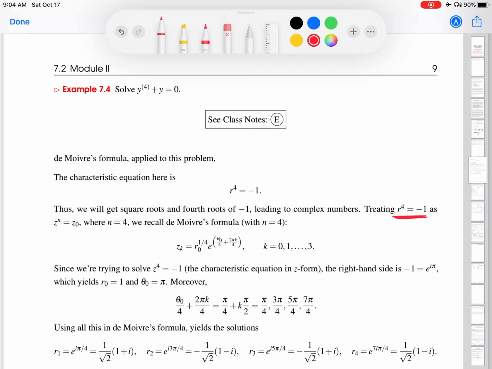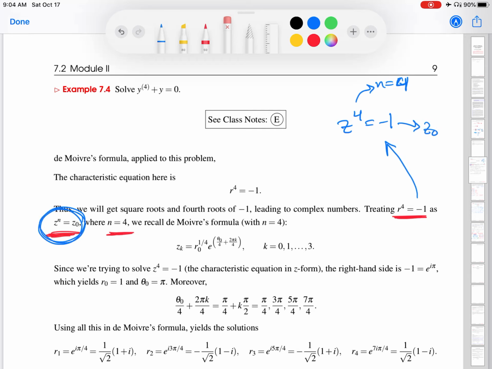So I'm going to think of r to the fourth equals negative 1 as z to the n equals z0, where n equals 4. Okay, so that basically means that I'm now going to start thinking of trying to solve the complex equation z to the fourth equals negative 1. And to do that, I'm going to use de Moivre's formula. So notice that here, n equals 4, and this is our z sub 0, right? So just comparing it to this form on the left.